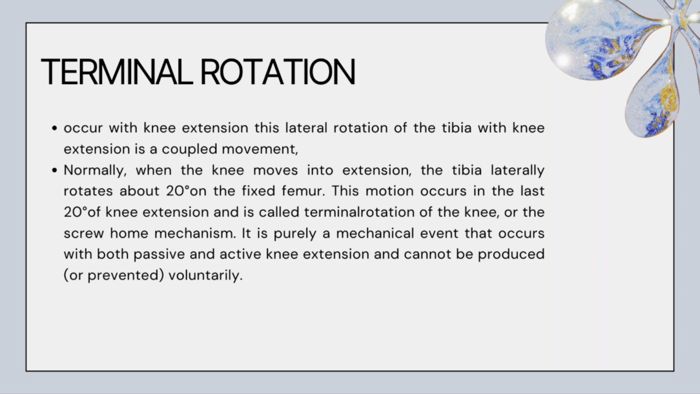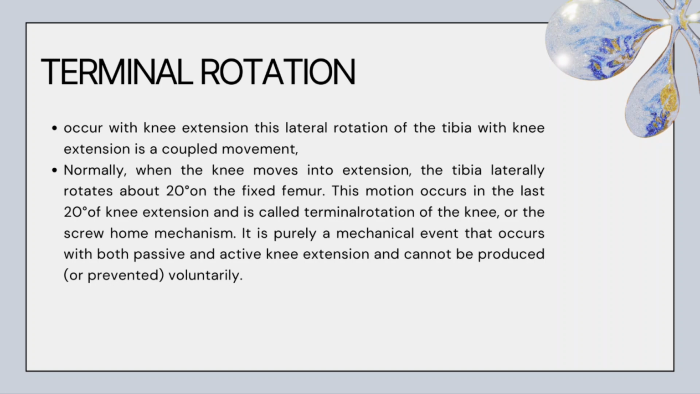In closed chain motion such as rising from a chair, the terminal rotation occurs as medial rotation of the femur on the fixed tibia, whereas the lateral femoral rotation occurs when returning to the chair as the knee moves from extension to flexion.